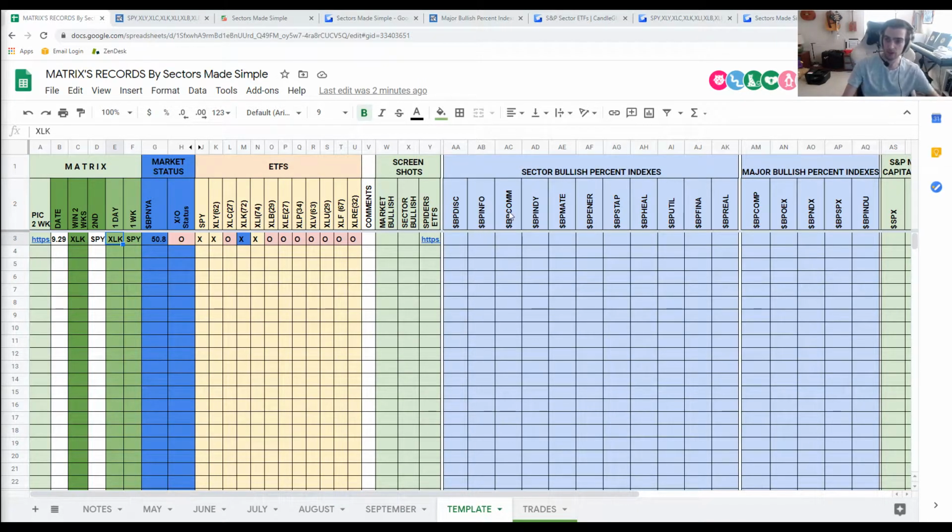So now we come to the sector bullish percent indexes. This is where, oh, there's a question. When the column is in O's, do you buy the column of O's, or does it mean that the company is for sale?